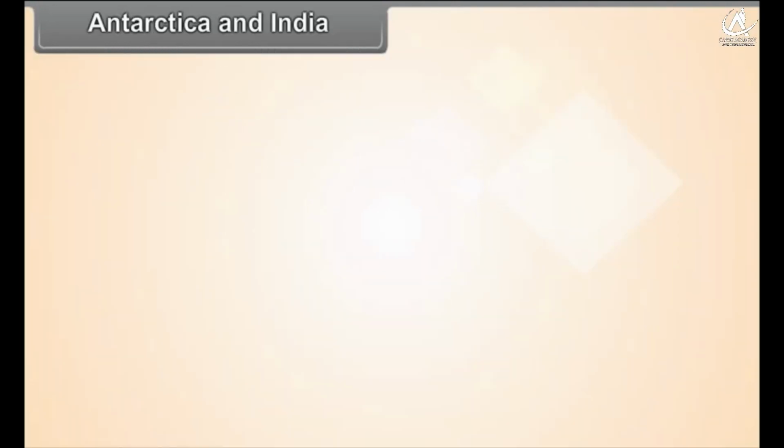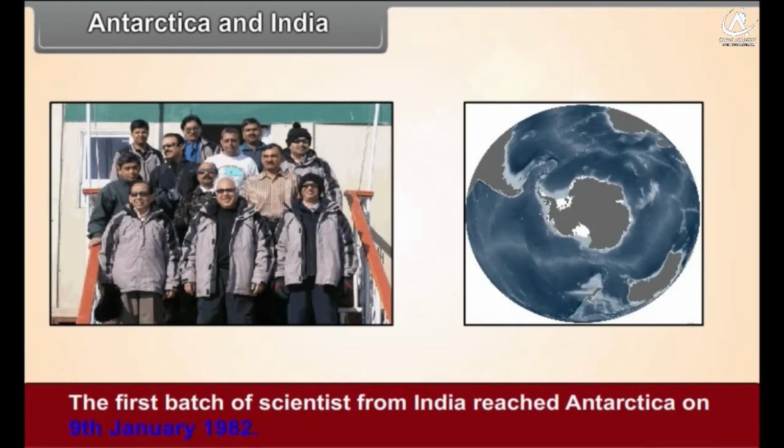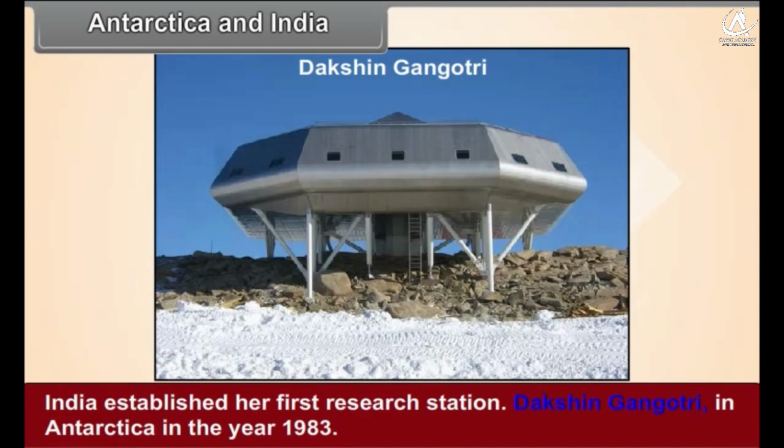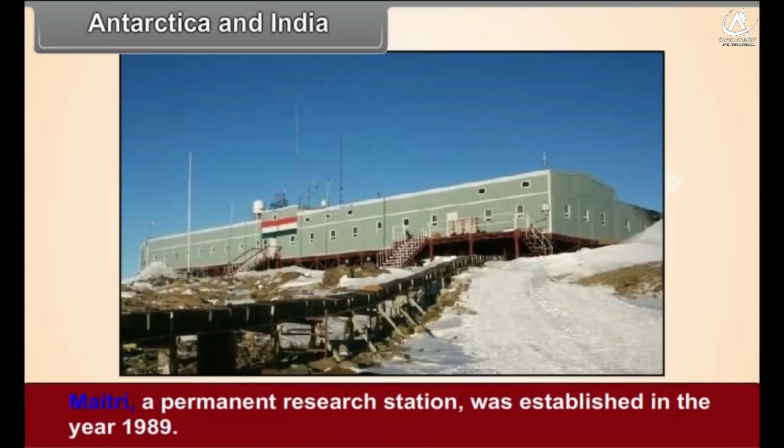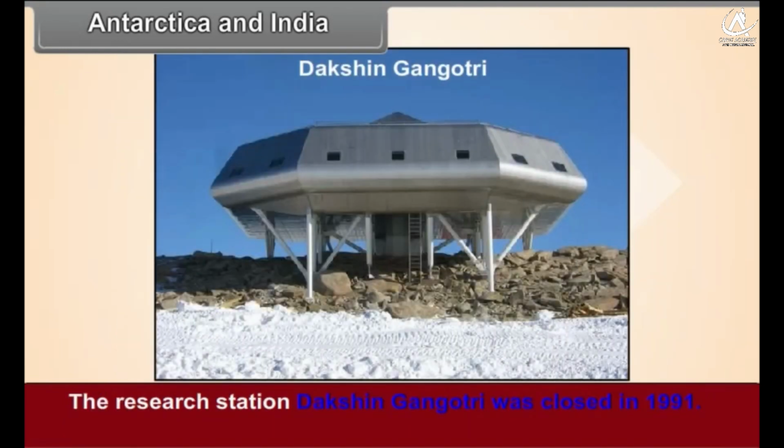Antarctica and India. The first batch of scientists from India reached Antarctica on 9 January 1982. India established her first research station, Dakshin Gangotri, in Antarctica in the year 1983. Self-operating equipment for the observation of climatic phenomena had been set up there. Maitri, a permanent research station, was established in the year 1989. The research station Dakshin Gangotri was closed in 1991.